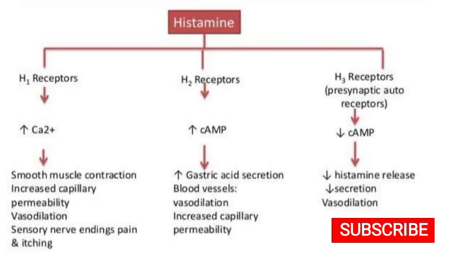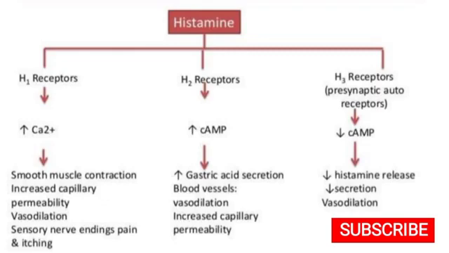Now histamine receptors, there are 3 types of receptor. First is the H1 receptor, second is the H2 receptor, third is the H3 receptor. Now the H1 receptor increases the calcium level. They are responsible for smooth muscle contraction, increased capillary permeability, vasodilation, and in sensory nerve endings pain and itching. The second receptor increases the cyclic AMP, responsible for increasing gastric acid secretion in the stomach, and in blood vessels causes vasodilation and increased capillary permeability.